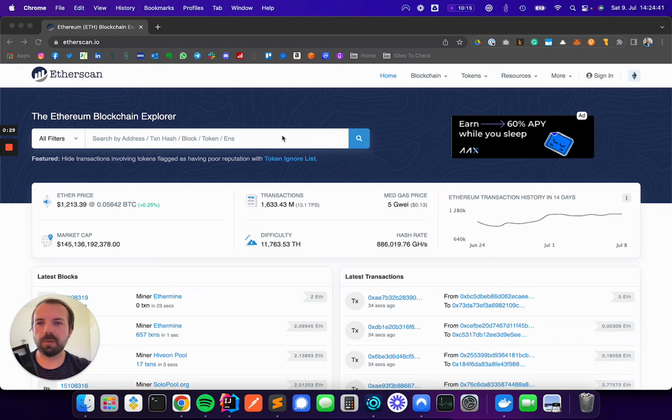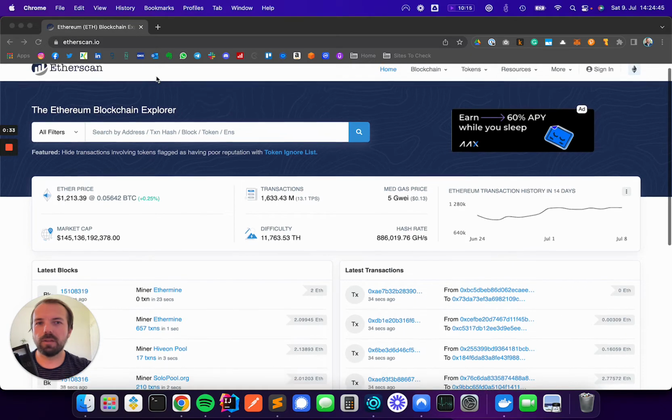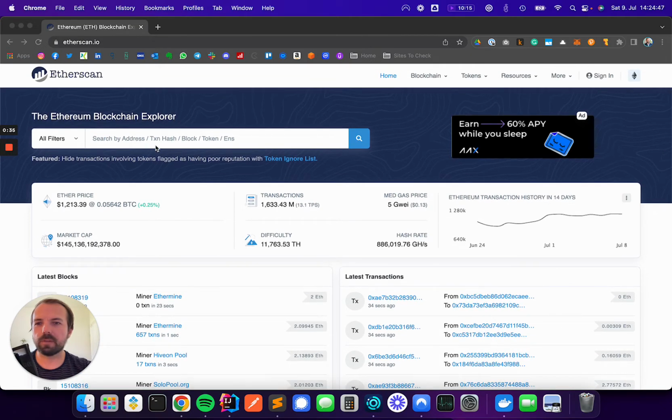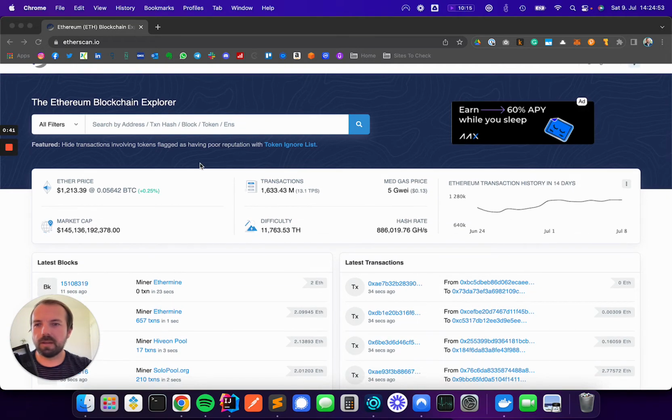So for example, when you go to Etherscan.io, this is the main page here, you can search for addresses, for accounts, for block hashes, transaction hashes, and all the stuff. You see some metadata here about the blockchain: the current ether price, market cap, transaction count, transactions per second, the median gas price, difficulty, hash rate, and all the stuff.